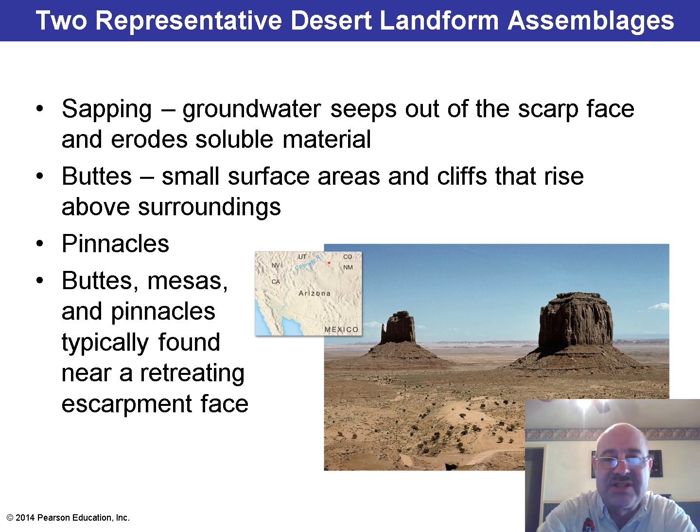That's what we're talking about with the butte and pinnacles, okay? Sapping, groundwater seeps out of the scarp face, okay, and erodes soluble material. So ground sapping, okay? And that's just because usually on the top of these you do have plants and stuff, and those plants will hold moisture, okay? Buttes, small surface areas and cliffs that rise around the surroundings. And then we have pinnacles.